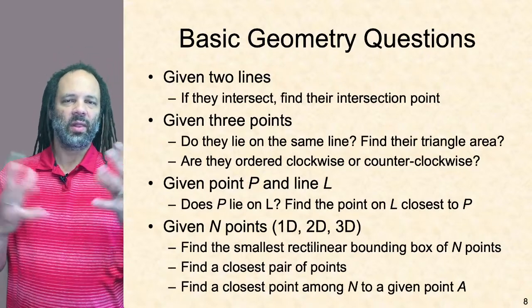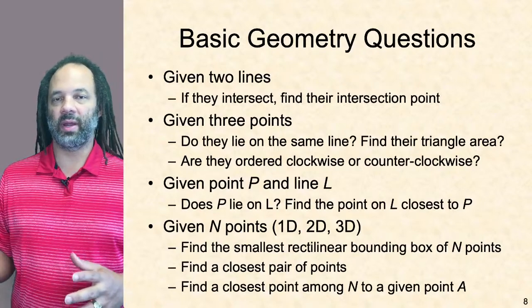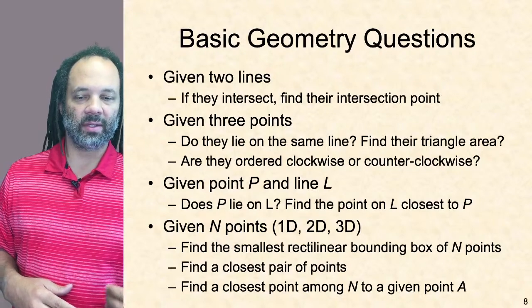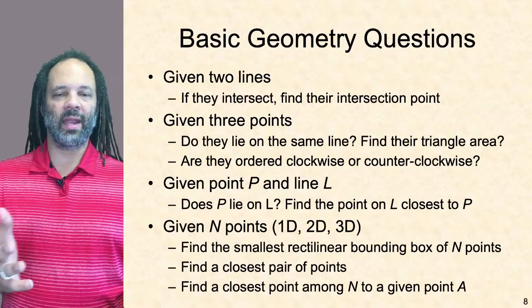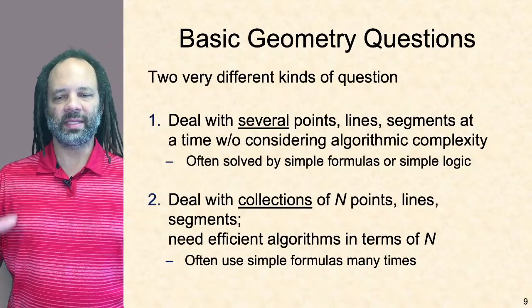If I've got this whole collection of points, how do I find the closest pair of points? And do this in n squared, or how do I get even better than that, right? Find the closest point in the set to a given point A. So these are some basic questions. We'll look at trying to get some of these answers.